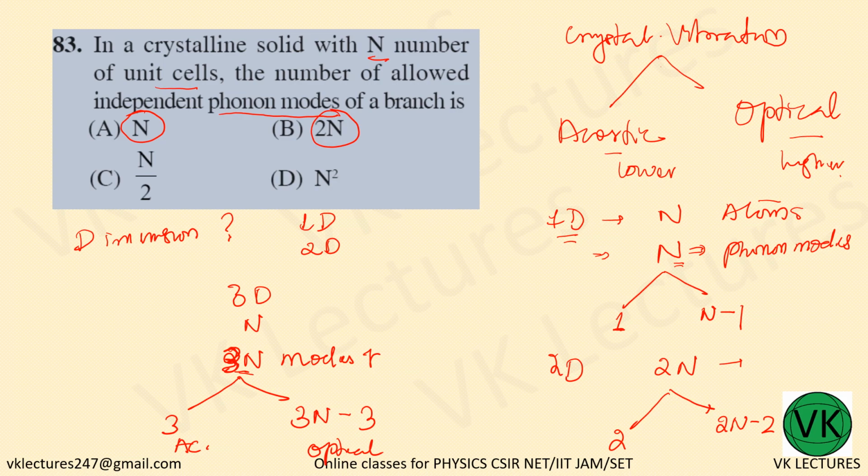So please remember, in one dimension there are n phonon modes, one is acoustic, n minus 1 is optical. In two dimensions there will be 2n. The n atoms remain constant. So for two dimensions there are 2n modes of vibration, while 2 are acoustic, 2n minus 2 are optical. Similarly for 3 dimensions, 3n modes of phonon vibrations will be there, in which 3 modes will be acoustic and 3n minus 3 will be optical vibrations.